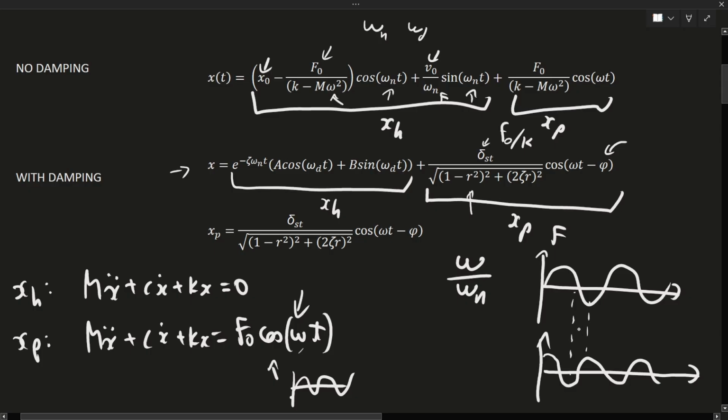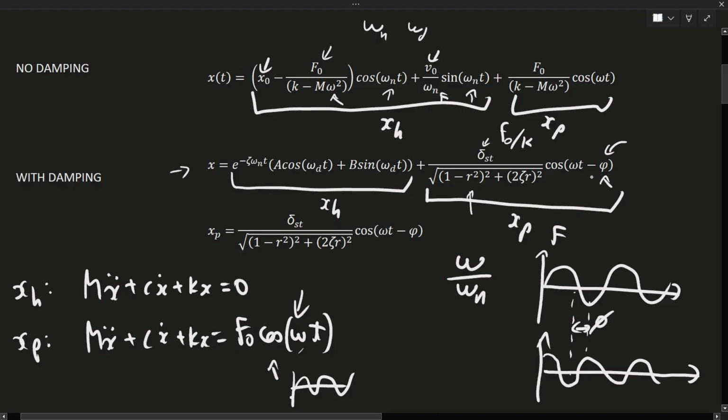There's going to be a little lag, and that difference is called phi. If there is no damping, this phase lag is negligible. You don't need to worry about it. But in the particular solution of a damping system, you have to take this into consideration.